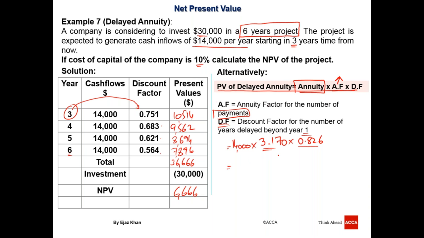So just multiply 14,000 by 3.17 and then multiply it with 0.826. It's 36657, approximately the same. It's just because of the rounding off thing. Minus 30,000, so it will be 6657. A $9 difference because of rounding off. So this is one of the ways we can solve this question. Is it clear to everyone?